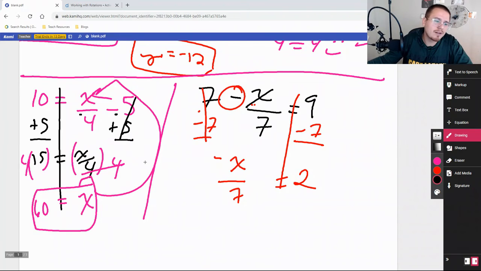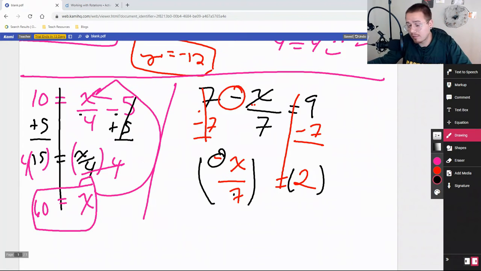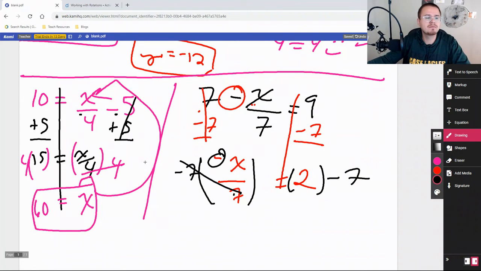So we're going to get rid of this negative and this 7. And how do you do that? Well, you could do it in two steps, but why? We're going to get it done in one. If you're dividing, the inverse operation is multiplying. So let's multiply by negative 7 on both sides. X equals negative 14.